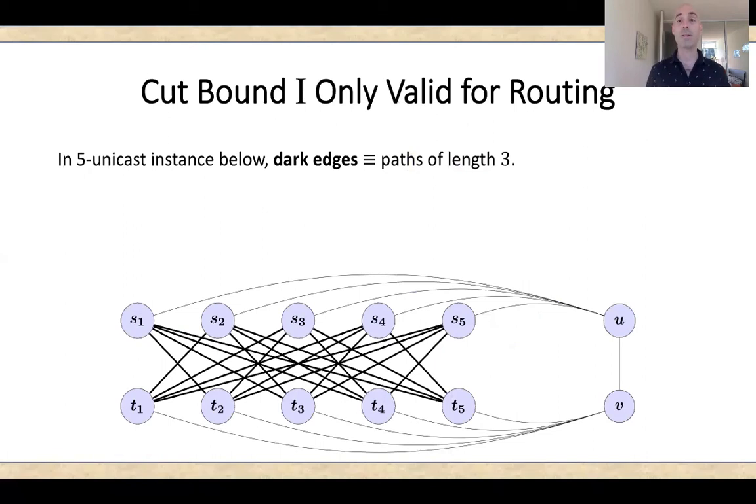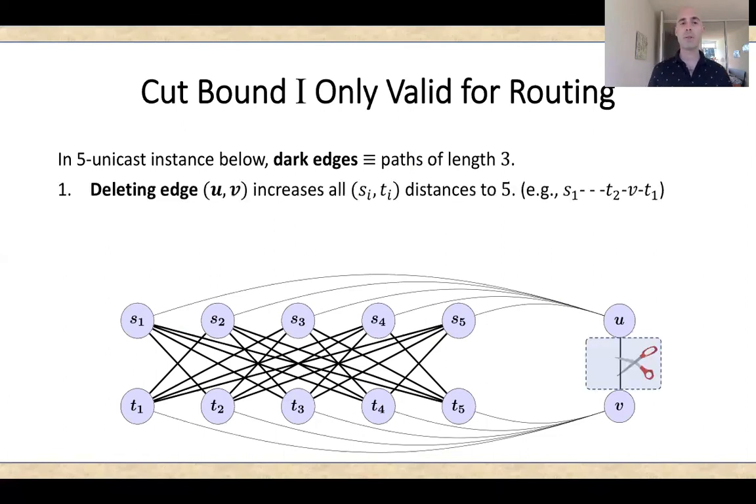So what I'm going to show you is that this bound does not hold for network coding solutions. Well, let's consider this 5 unicast instance. Here, all the sources have an edge to U, which has an edge to V, which has an edge to all the sinks. And in addition, every SI has a path of length 3 to all the other TJs. Okay, so again, the dark edges are paths of length 3.